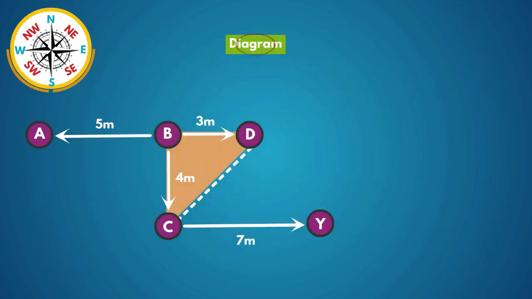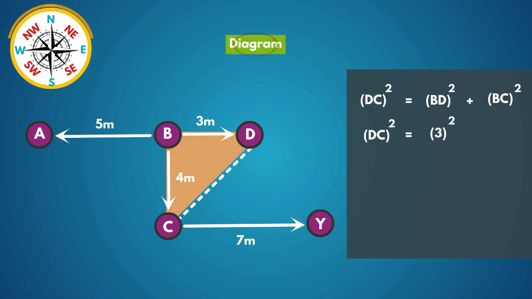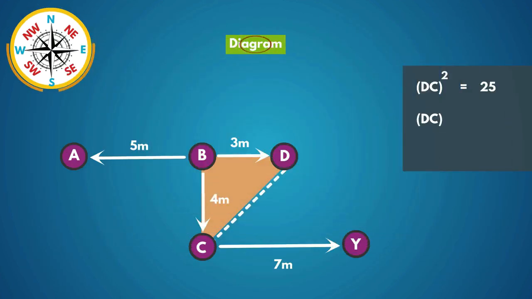In the right angle triangle, from the Pythagoras theorem, we know hypotenuse DC square is equal to squares of two sides meet at right angle. Those are BD square plus BC square. DC square is equal to 3 square plus 4 square. DC square is equal to 9 plus 16. DC square is equal to 25. DC is equal to root of 25, that is DC is equal to 5.